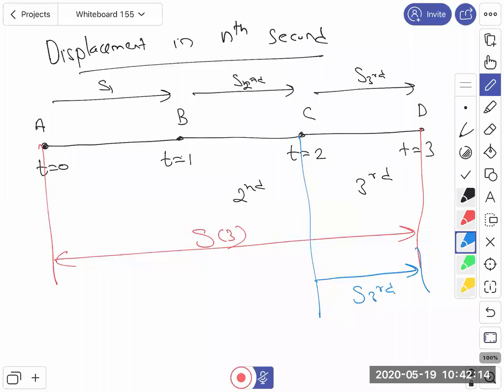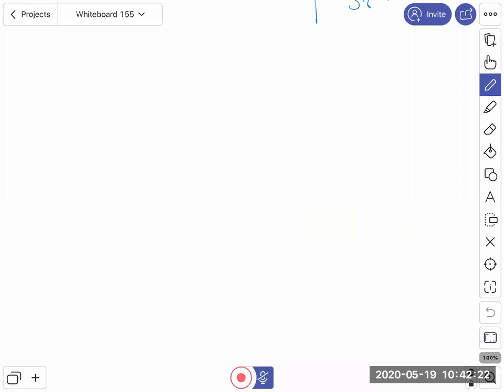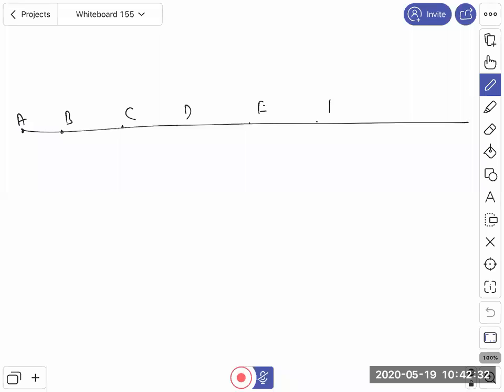Did you understand? Yes. Can you explain it again? Yeah, like if a particle is moving from here to here, it travels A to B, B to C, C to D, D to E, E to F, like that.